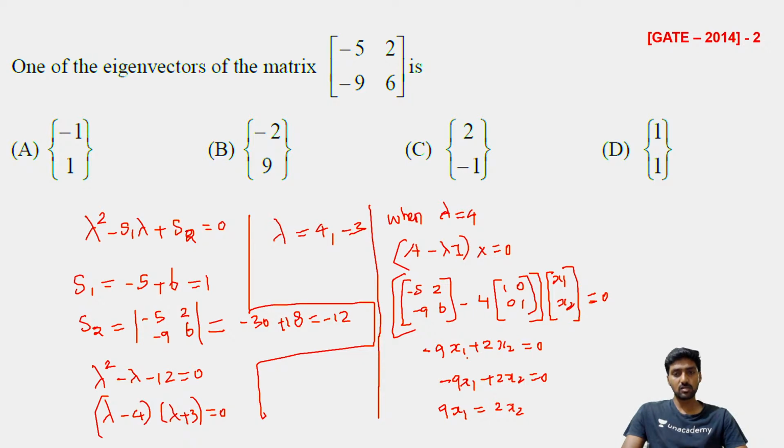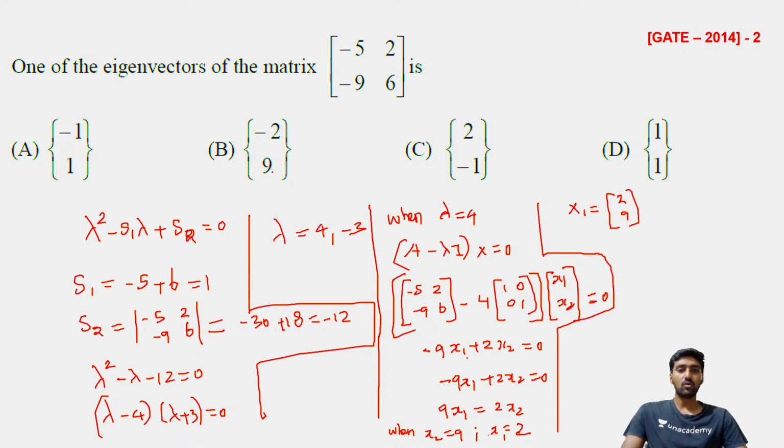Or if you choose x2 is equal to 9, what will be the x1? When x2 is equal to 9, x1 is equal to plus 2. So we are getting x1 is equal to 2 and x2 is equal to 9. But 2 and 9 is not there. Minus 2 and 9 is only available in option B. So it's not possible.